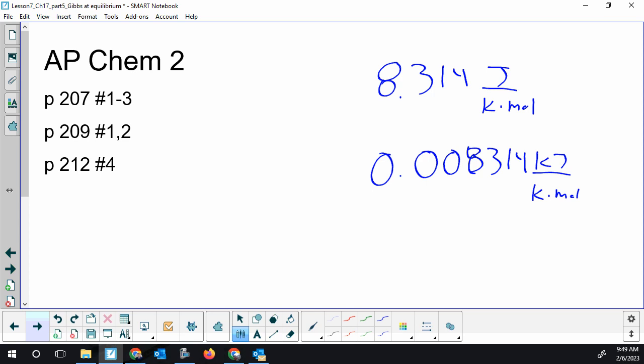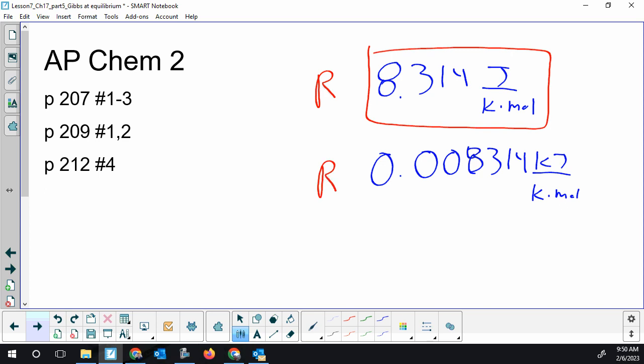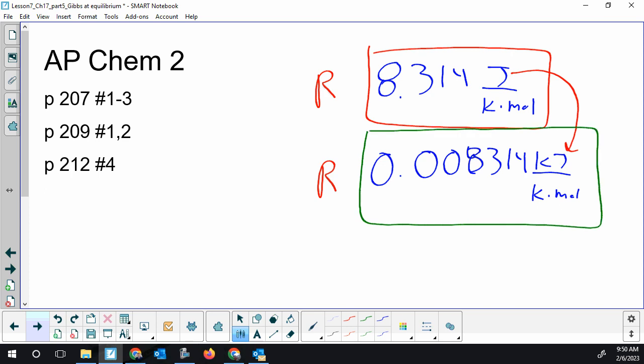If you want to, you end up converting from joules to kilojoules all the time. If you use this version of R, you could always just convert R to kilojoules. So this is R again, but it's just divided by 1,000. The joule units have been converted to kilojoule units. And if you use the bottom version of R, which I'll put in green, it's just going to save you that repeated conversion. So you may want to get used to using 0.008314 kilojoules per Kelvin per mole.